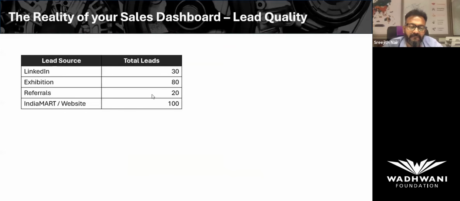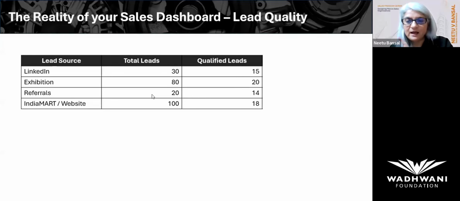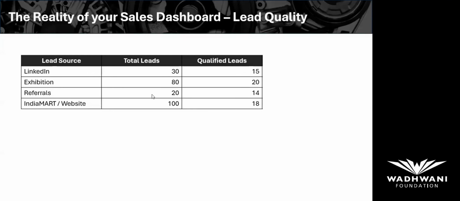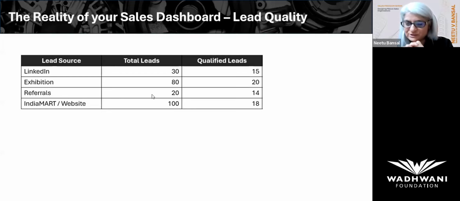Okay. But now let's look at, since we're measuring lead quality, how many of them are qualified? Qualified means, a simple qualification will be BANT. Are you aware of it? B is for budget. Right? Does the customer have the budget?